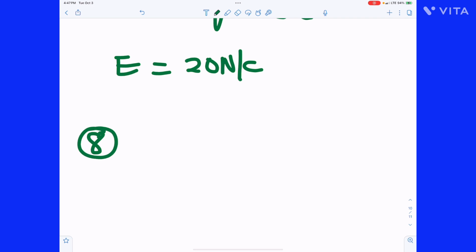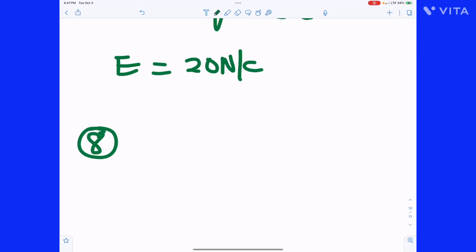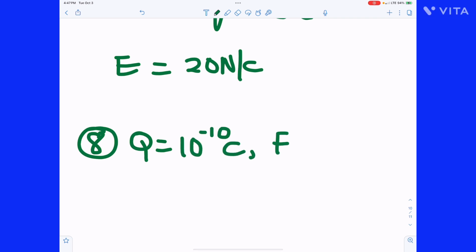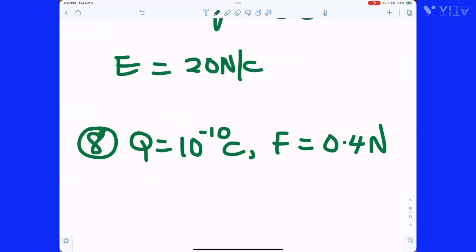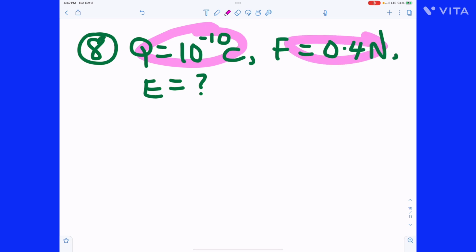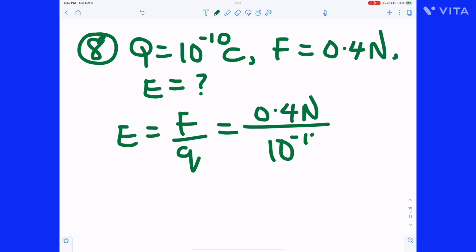Question 8 says, the electric field intensity in a place where a charge Q of 10 raised to the power minus 10 coulomb experiences a force of 0.4 newton. Let me check that. Electric field strength is what we are looking for. So E is equal to F over Q. Q can be small letter or capital letter. So that's 0.4 newton divided by 10 raised to the power minus 10 coulombs.